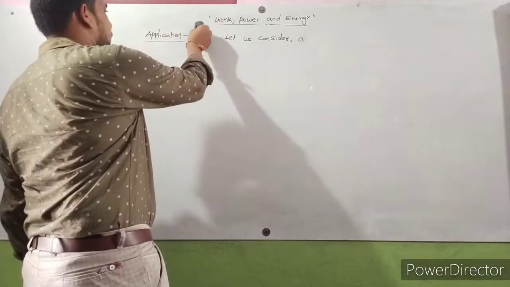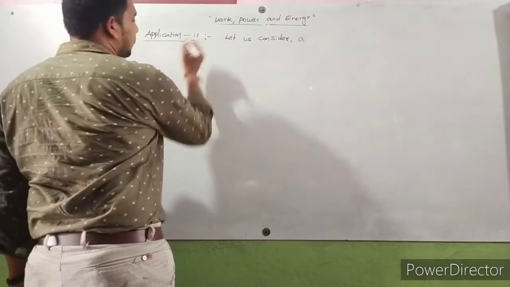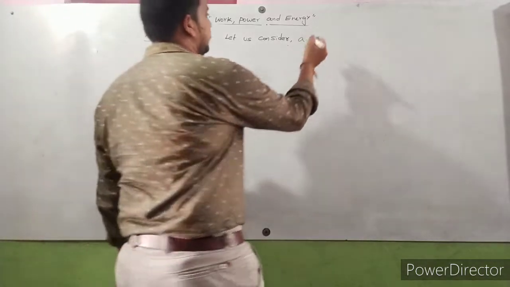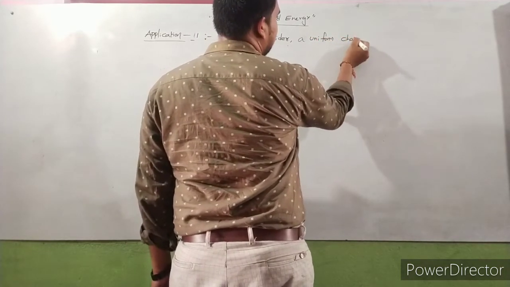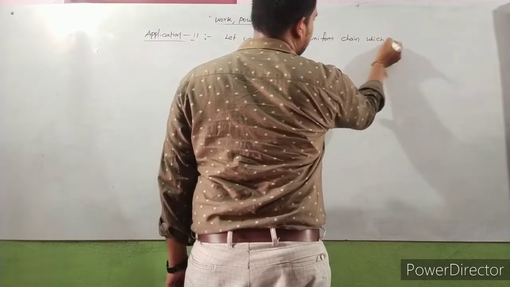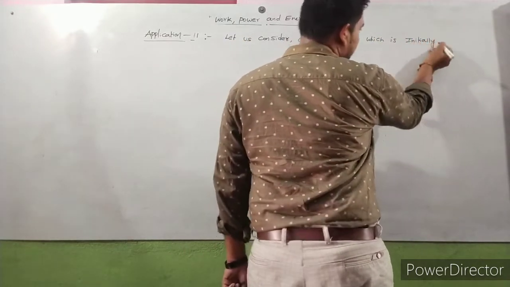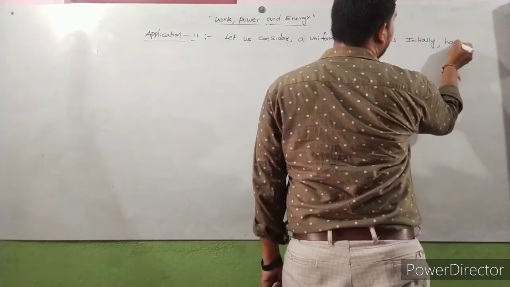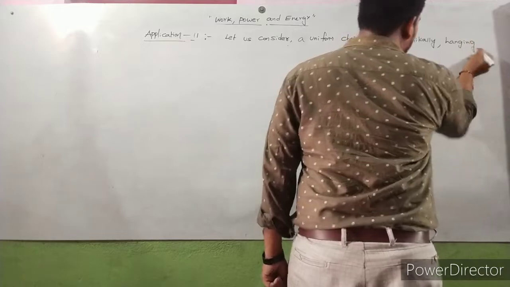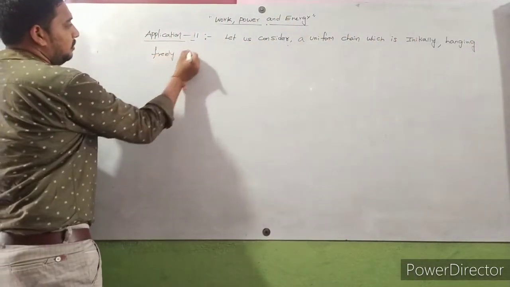Application number 11. Okay, so next we will discuss application number 11. Let us consider a uniform chain which is initially hanging freely from a rigid support.